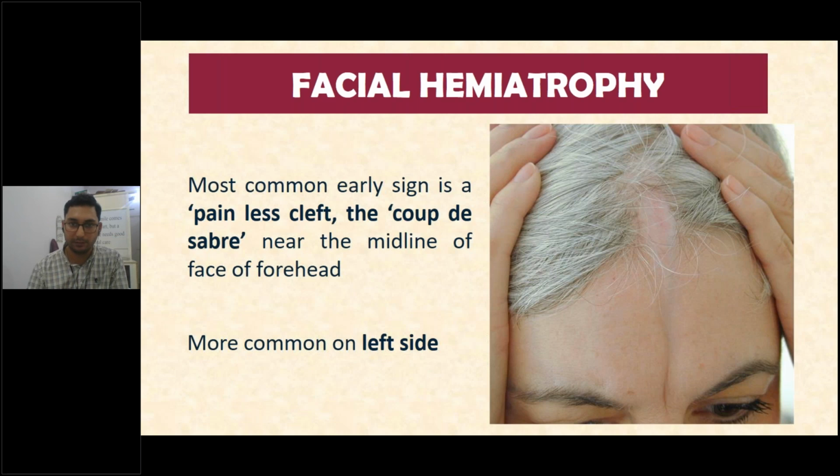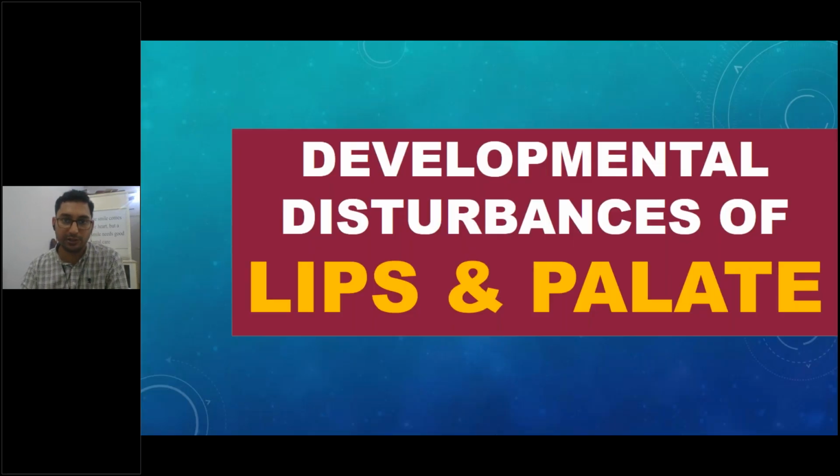Cleft lip and palate, as we say cleft, it appears like left, right? So cleft is left, right? So cleft lip and palate will be on the left side. Facial hemiatrophy is on the left side, right? But the right side is trigeminal neuralgia. So please keep this in your notes. So that is about facial hemiatrophy. Next is developmental disturbances of lips and palate.